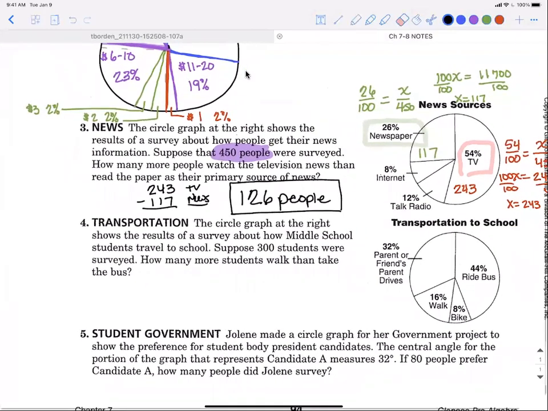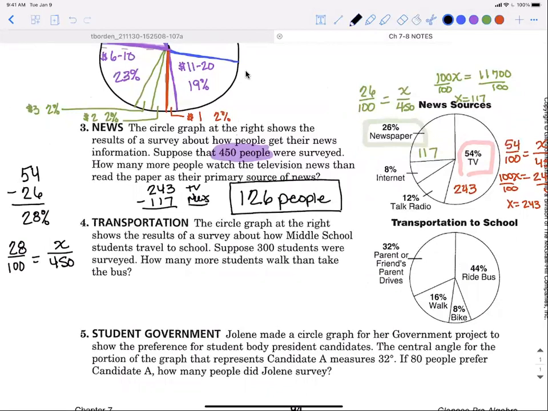What if I take the percentages? If I take 54% of people who watch TV minus the 26% of people that get their news out of a newspaper, and I subtract those numbers, I should get 28, is that right? 28%. So the difference between the percentage of TV watchers and newspaper readers is 28%. Now, if I find 28% of 450, am I going to get the difference?